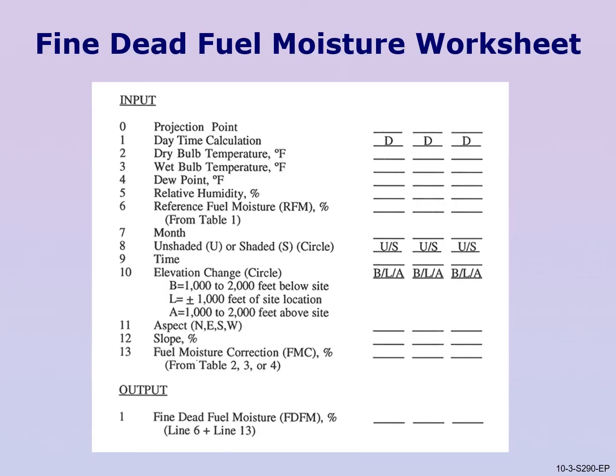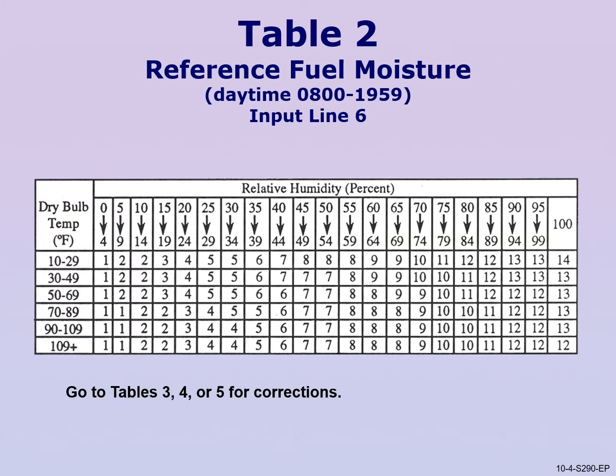This is a fine dead fuel moisture worksheet. This can be found in the Appendix B. This is where we're going to keep track of our inputs and outputs. This is Table 2. This is where we determine our reference fuel moisture using relative humidity and dry bulb temperature. This is found in the Appendix B on page B25.